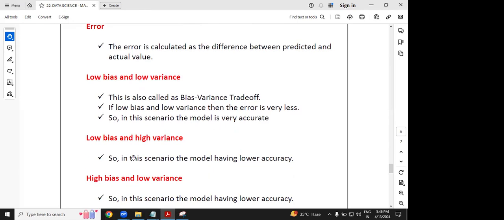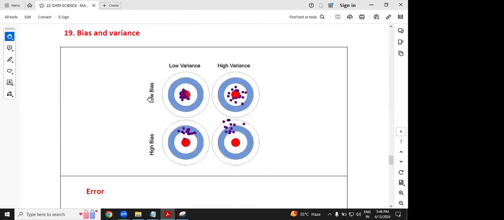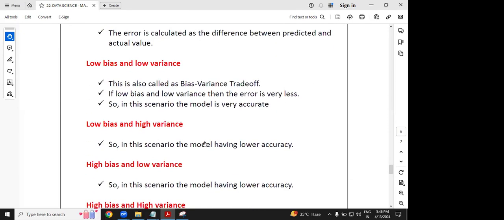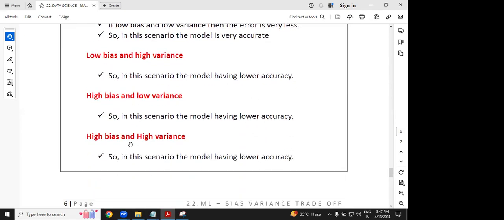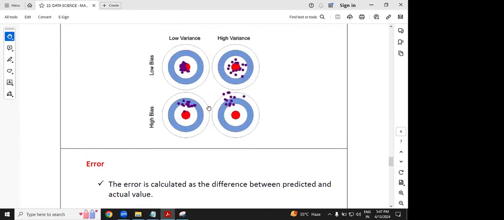Low bias and high variance combination: in this scenario the model has lower accuracy. High accuracy means the model is really good; low accuracy means it is not up to the mark. High bias and low variance also gives lower accuracy. High bias and high variance is the worst, with low accuracy. Our model may face any one of these scenarios, but if it reaches low bias and low variance, it is a super model.